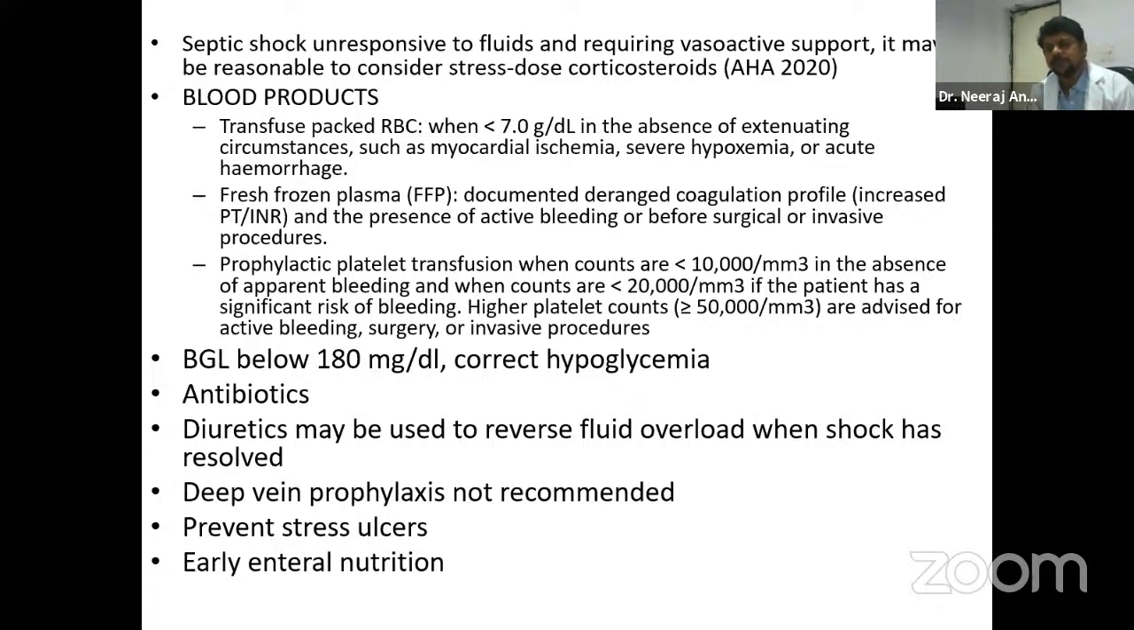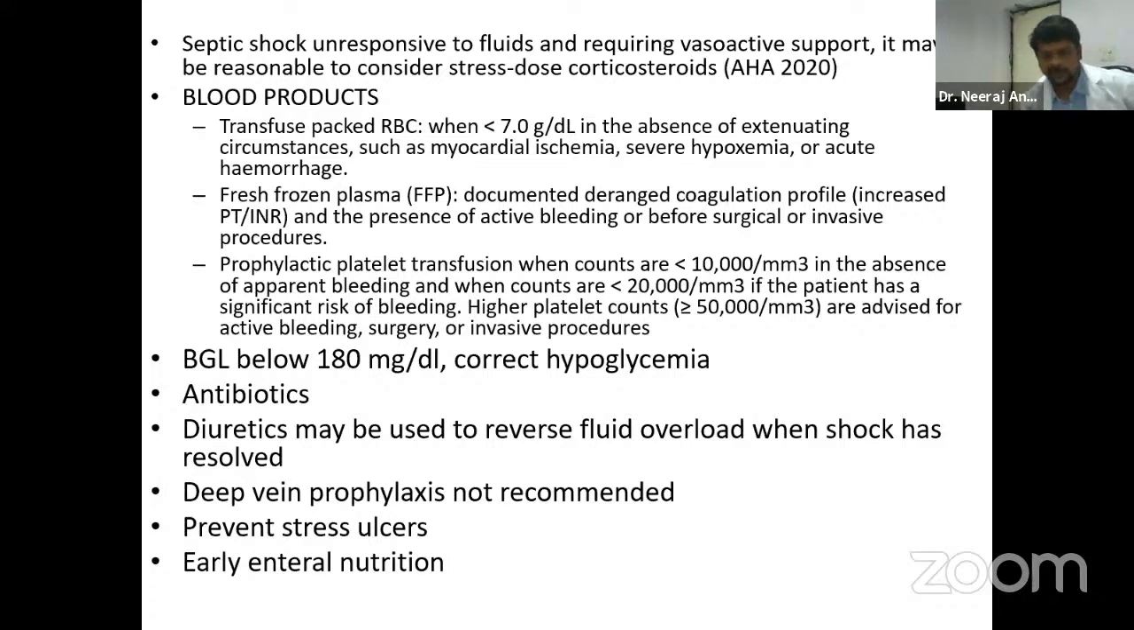Platelet transfusion: if there is no apparent bleeding and the platelet count is less than 10,000, then we have to consider platelet transfusion. If the patient is having significant risk of bleeding, even if the count is less than 20,000, we have to consider platelet transfusion. If the patient is going for surgery or any invasive procedure, or is having active bleeding, we have to maintain platelet counts above 50,000 in these cases.